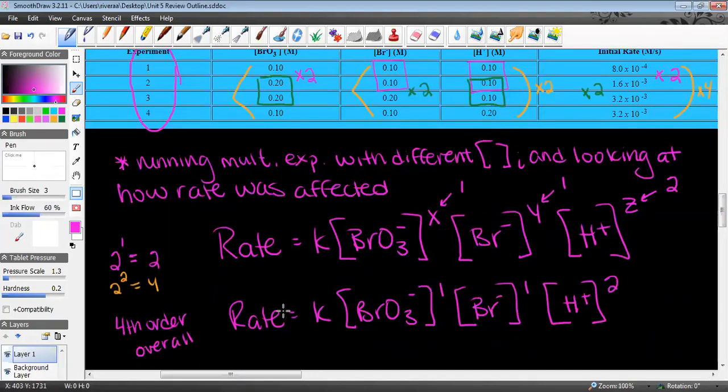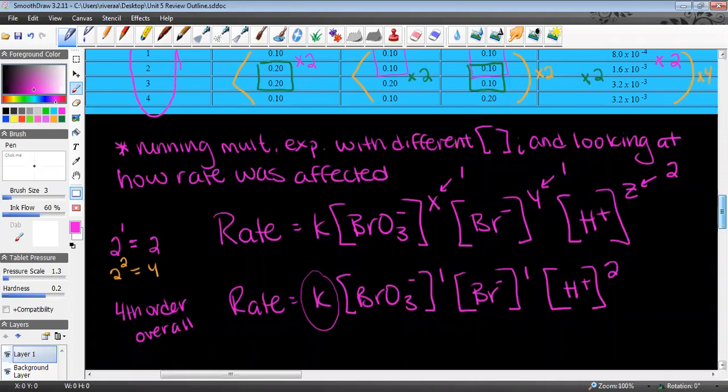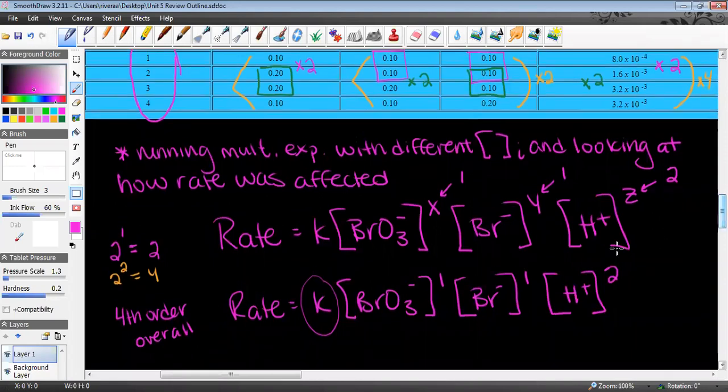And then of course we could actually calculate the value for the rate constant. We could just plug in the concentrations and the rate and solve for the rate constant. The rate constant is going to have different units depending on what order the reaction is. So don't forget about that. I think that's all I wanted to say about that type of problem. That type of problem helps you determine the rate law by running multiple different experiments with different initial concentrations.